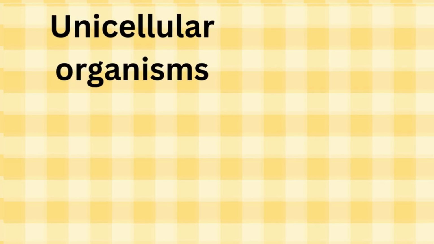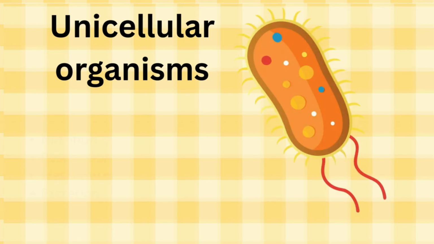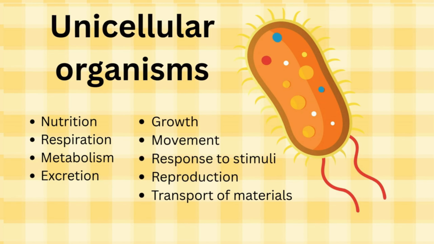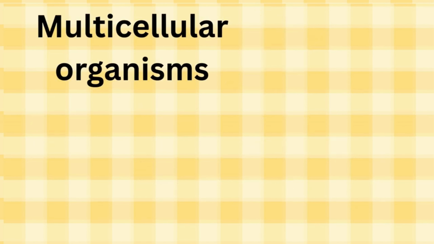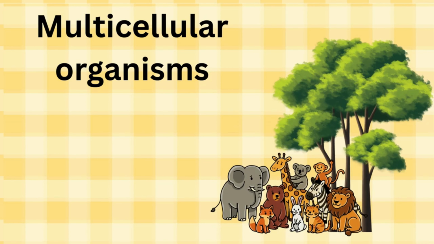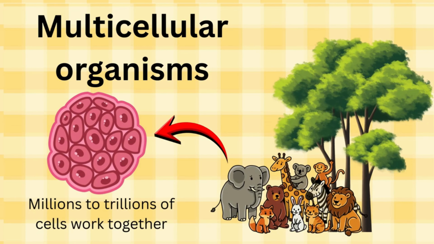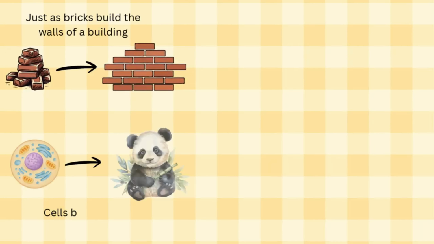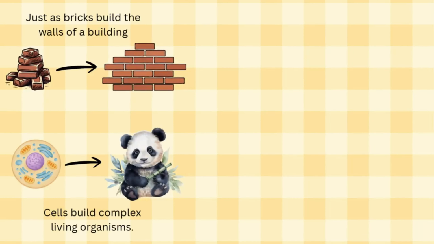In unicellular organisms, a single cell performs all life processes on its own. But in multicellular organisms like plants and animals, millions to trillions of cells work together in coordination to sustain life. Just as bricks build the walls of a building, cells build complex living organisms.